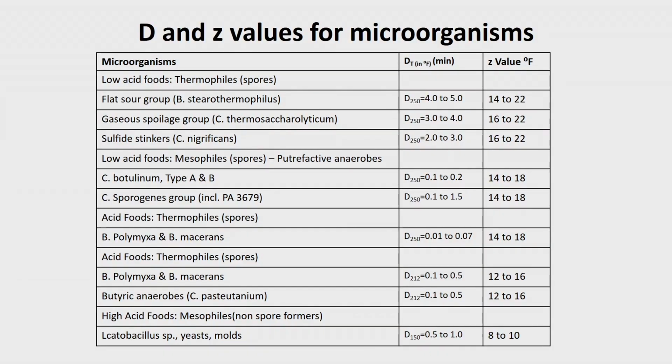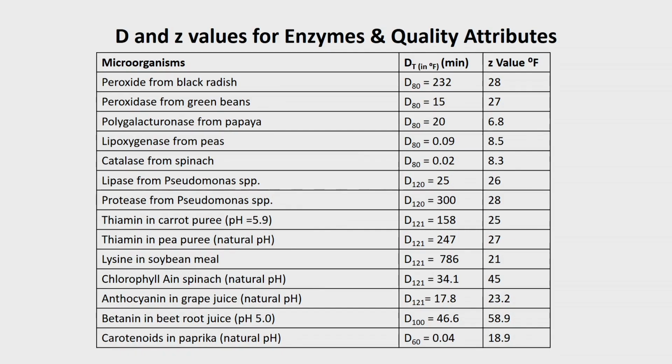Here it is given for various microorganisms. For example, this is mainly important in milk sterilization: C. botulinum type A and type B, which requires a D of 0.1 to 0.2 minutes at 250 degrees Fahrenheit, and which has a Z value of 14 to 18, right. So these are all listed out: different microorganisms and their D and Z values, and quality attributes are given for the various enzymes as well, right.